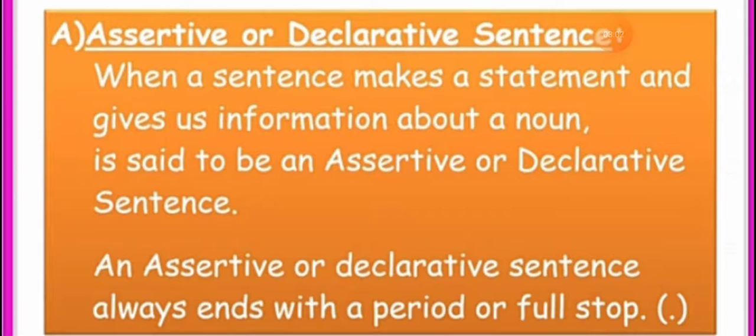What is an assertive sentence? Assertive sentence is also known as declarative sentence. When a sentence makes a statement and gives us information about a noun, it is said to be an assertive or declarative sentence. An assertive sentence always ends with a period or full stop.